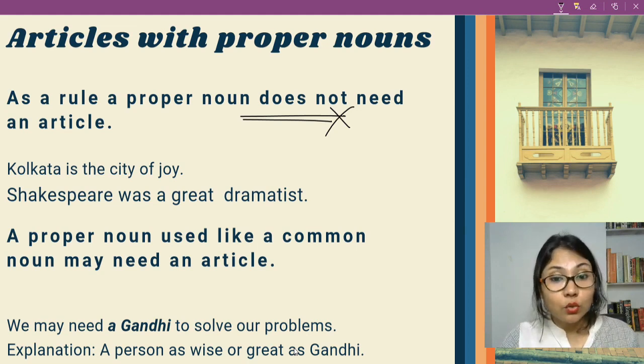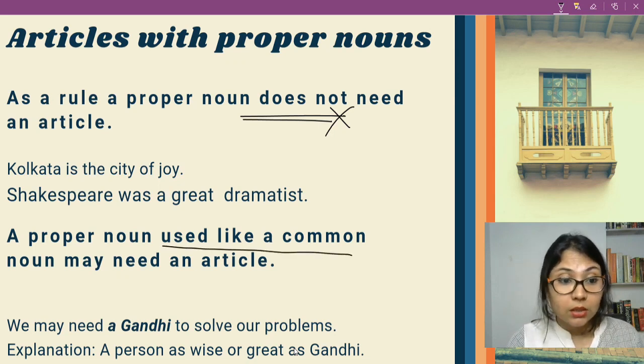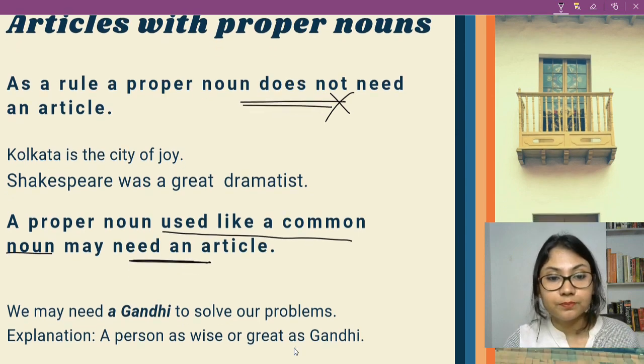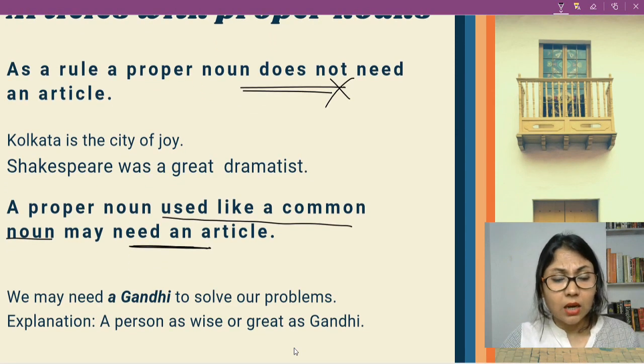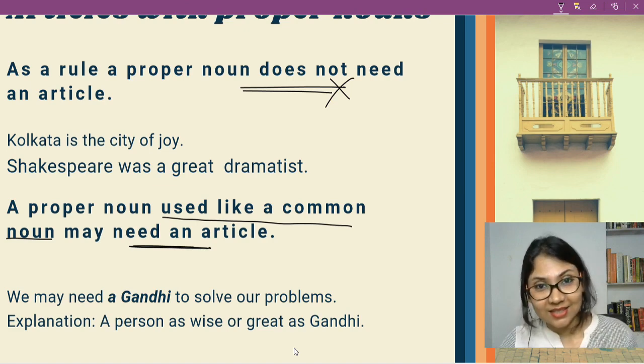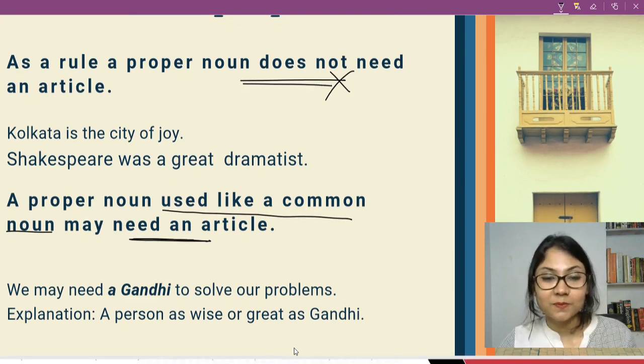Now let's look at the second rule. A proper noun used like a common noun may need an article. Let's look at the example. We may need a Gandhi to solve our problems. Well, of course, Gandhiji is not going to reincarnate himself again and come down. What is the explanation? A person as wise or as great as Gandhiji. So here, this is the way it is being explained.